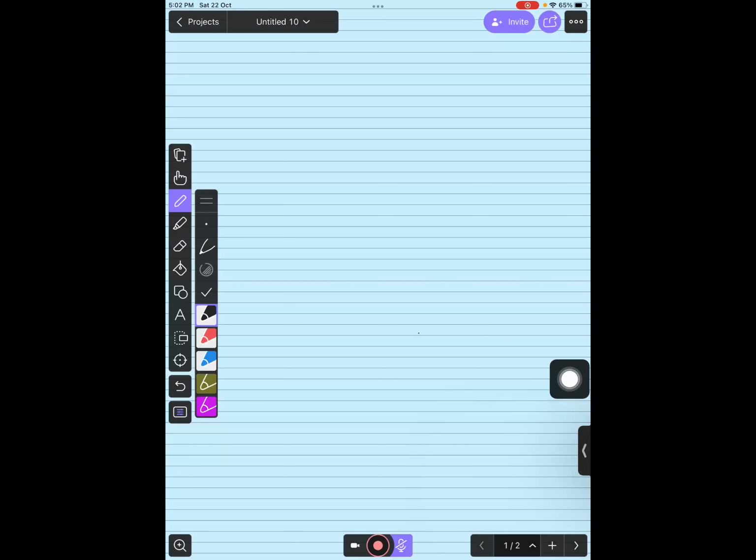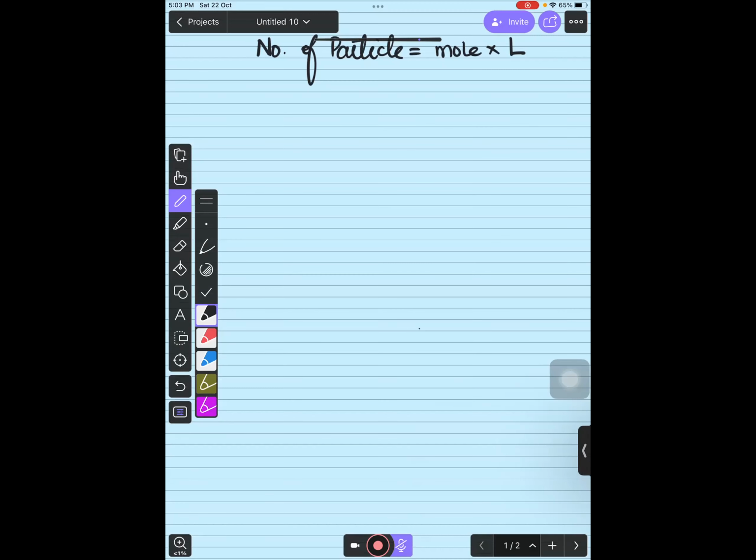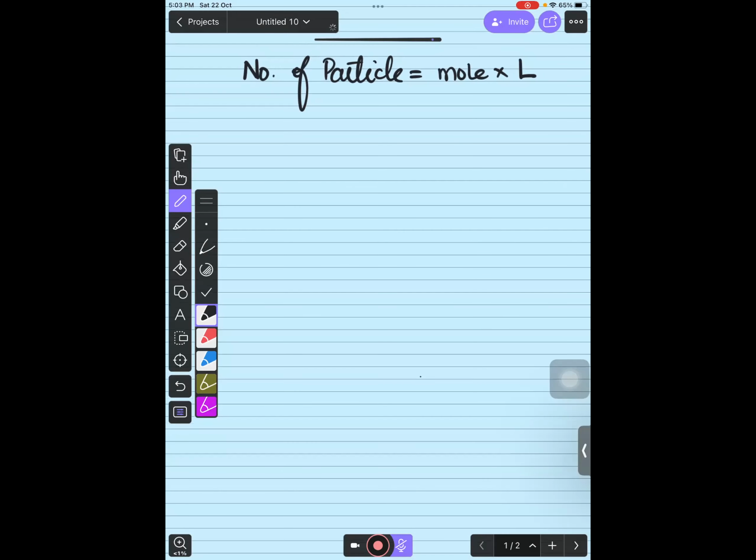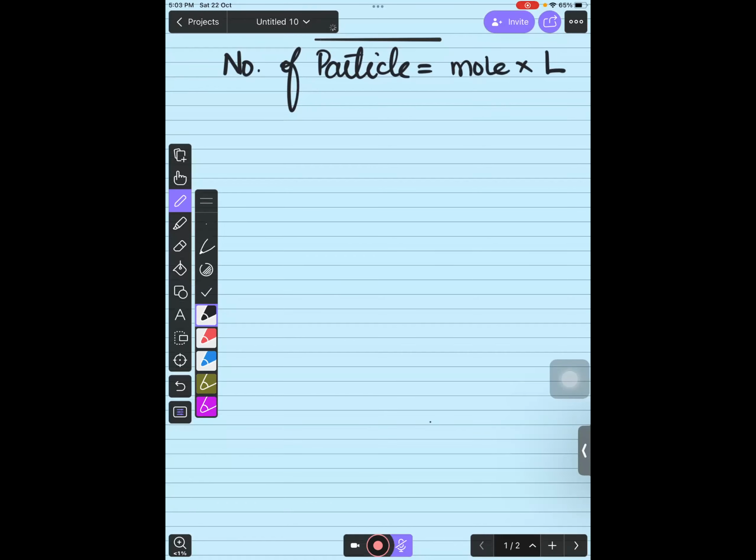So, bachcho, we were talking about the number of particles in the last class, and we know that if we want to find the number of particles, it's very easy. We can simply find it by multiplying moles with the Avogadro constant, right, bachcho? We did a lot of practice in yesterday's class, and now we are moving towards ions. In today's class, we are going to find the number of ions. आज की क्लास में हम find out करेंगे number of ions.